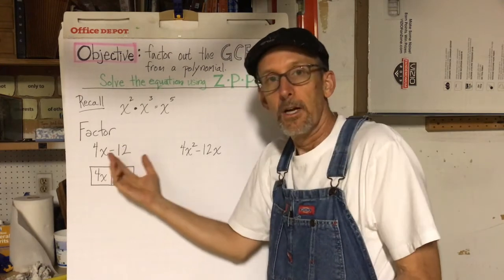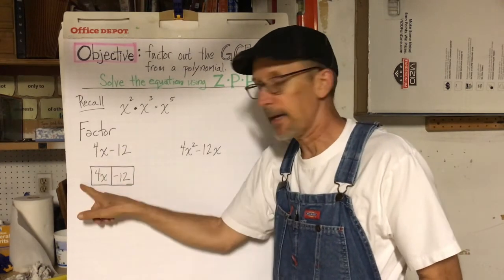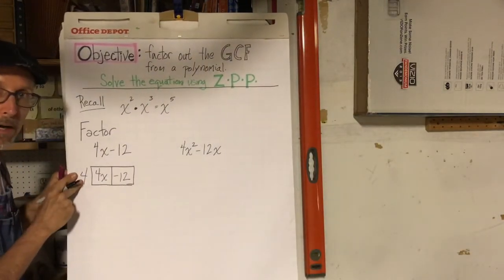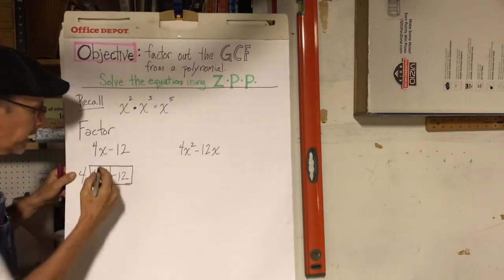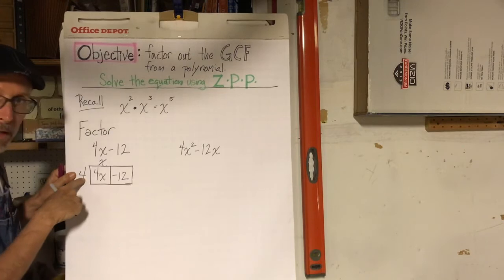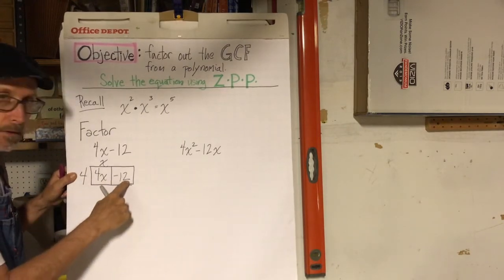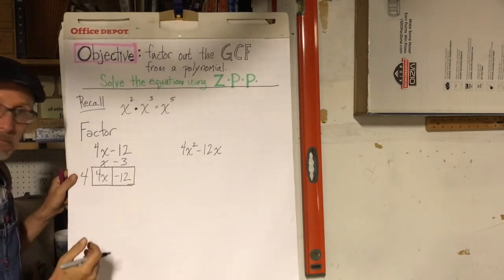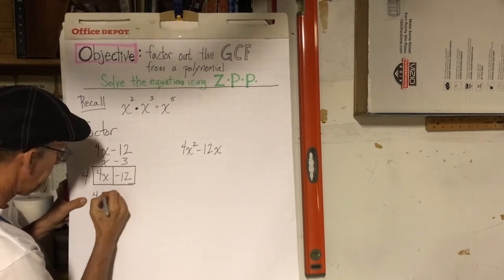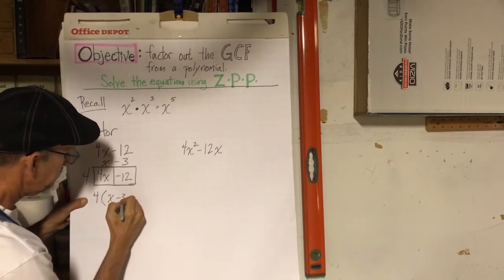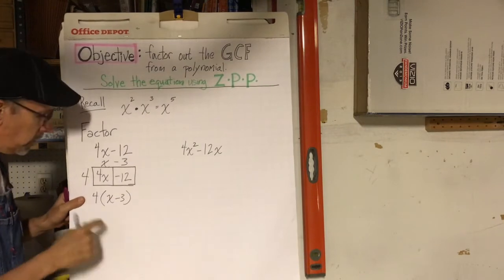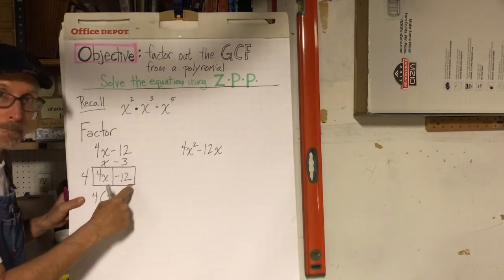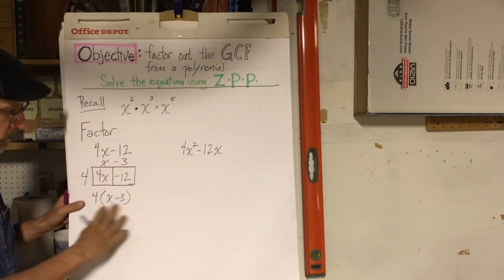Well, we can see we have 4 is common to both of these. So I'm going to put that here on the outside. What do I multiply 4 by in order to get to 4x? Multiply by x. What do I multiply 4 by in order to get to negative 12? Well, 4 times negative 3. And bada bing, bada boom, we have our factored form. And sure enough, if we distribute it, 4 times x is 4x, 4 times negative 3 is negative 12. Great. So here's our factored form.